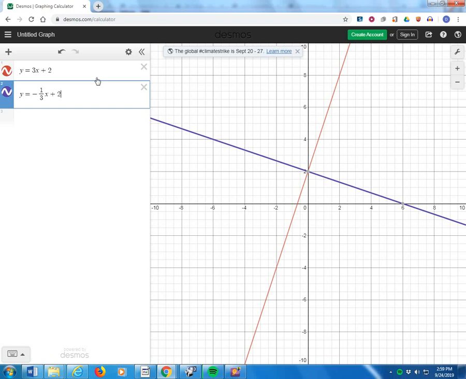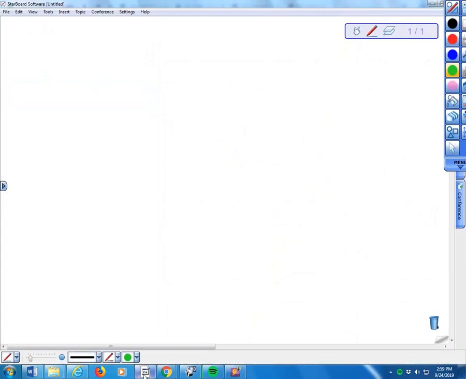Okay, this program is really cool. It's one you can use the rest of the year if you want. You've got it available. Can you somehow ask it to give you the slope if you say y equals 3x plus 2? No. No.